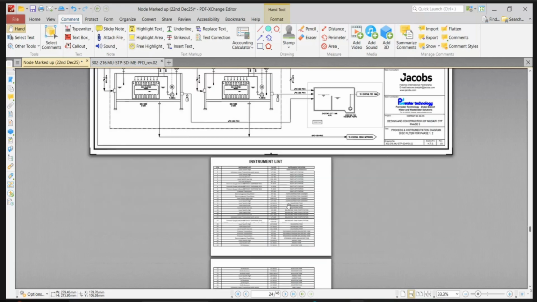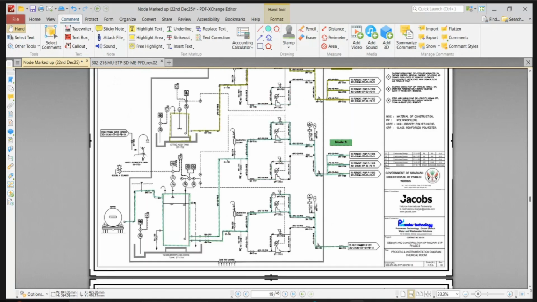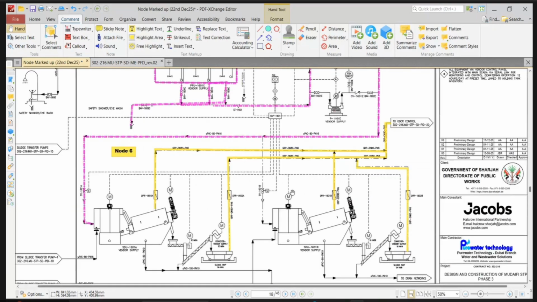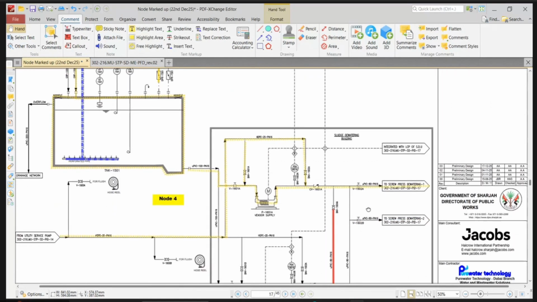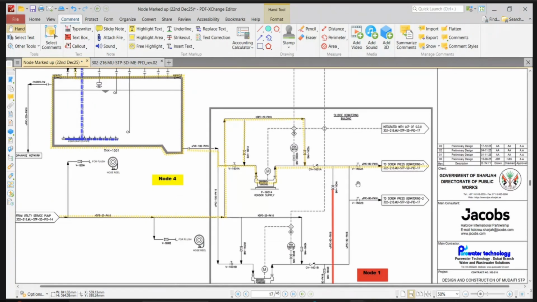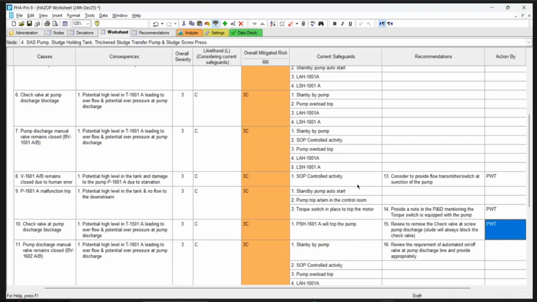No, right now, not during HAZOP. Whether the flow meter needs to be included or not is a design review, not the HAZOP review. Yes, correct. So was there any discussion about the flow meter?